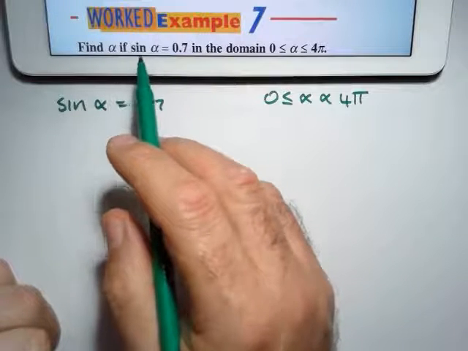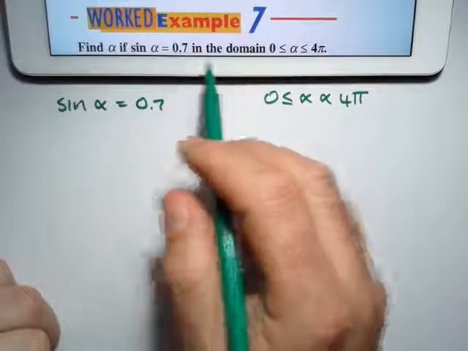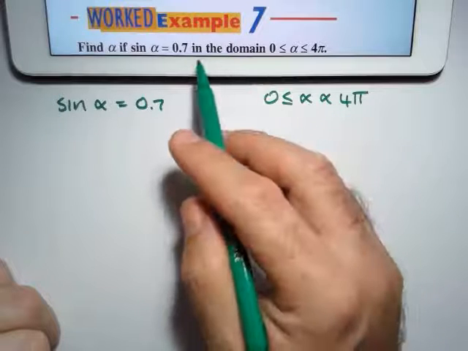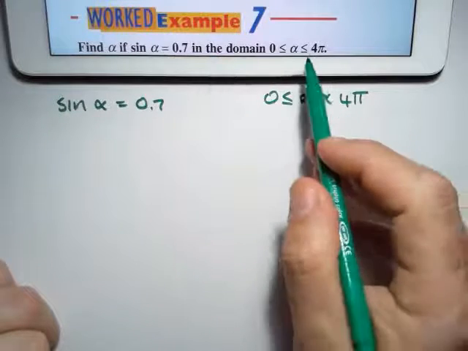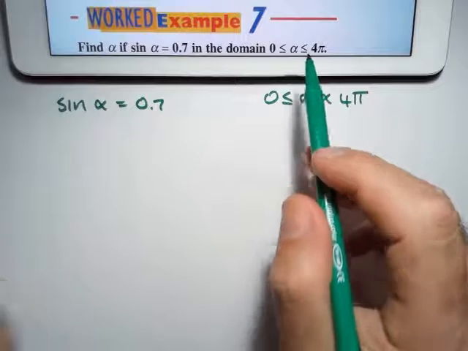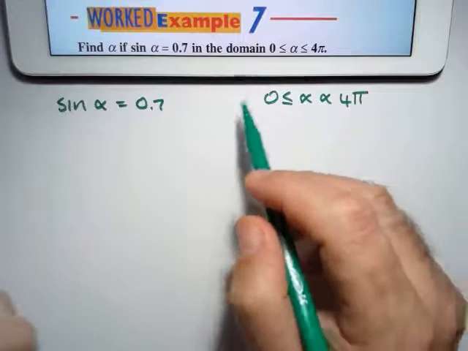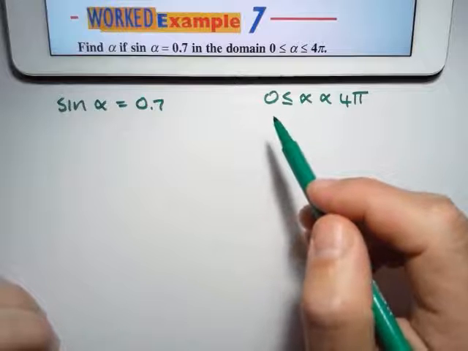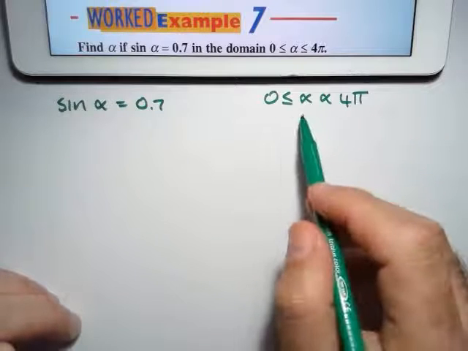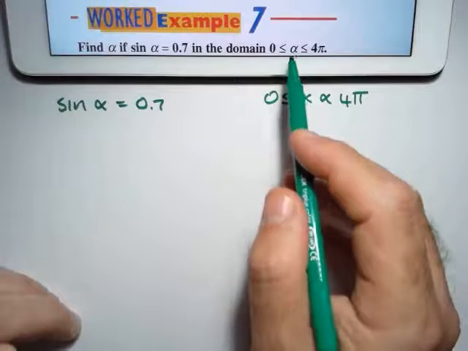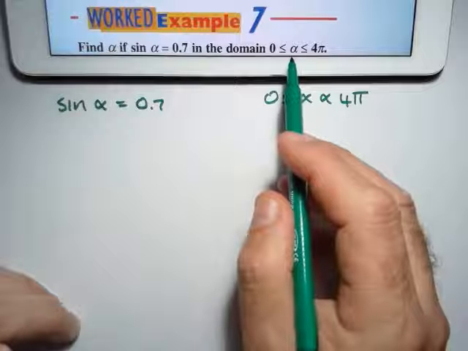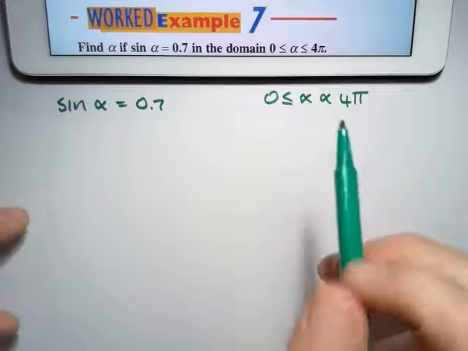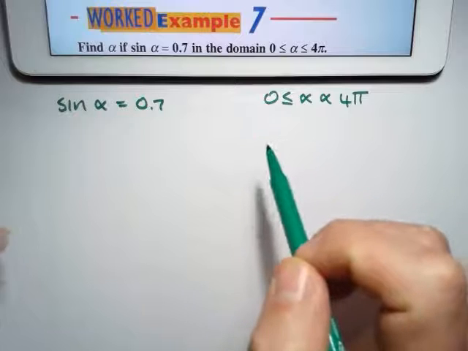Find alpha if sine alpha equals 0.7 and the domain is from 0 to 4 pi. The only difference from this question and the others is that we have two rotations here. There is a method where you just add 2 pi to your answer after the first rotation, but I prefer this, because later on when we have harder equations in year 12, I find it easier if students have two graphs like I'm going to illustrate now.